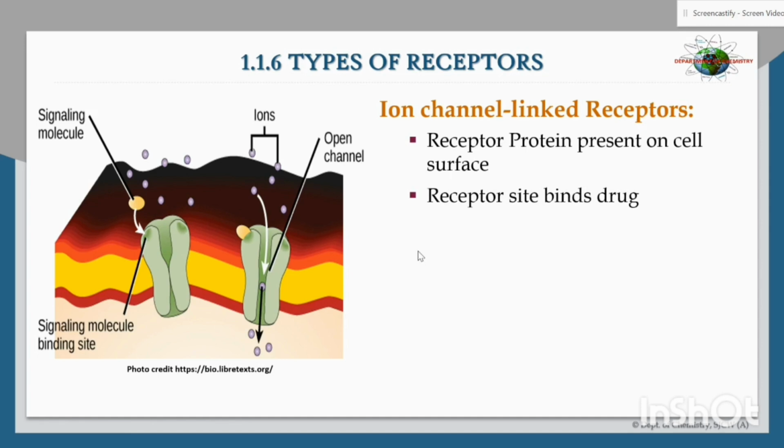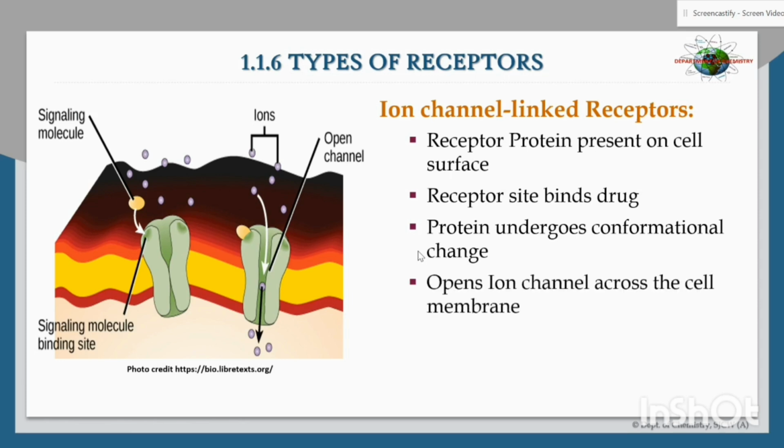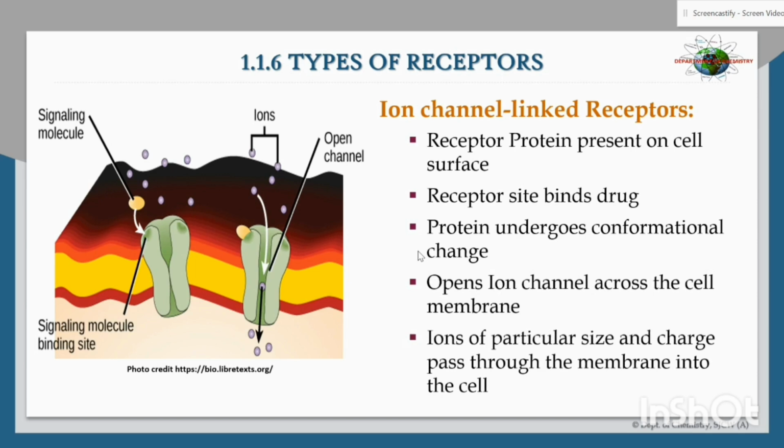Now, these receptor proteins are present on the cell surface. The receptor site binds the drug. The protein undergoes a conformational change. That means a change in the shape of the receptor takes place. Conformational change means a three-dimensional change in the structure takes place and opens an ion channel across the membrane. Ions of particular size and charge pass through the membrane into the cell.